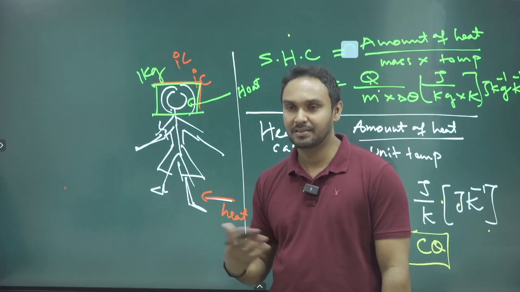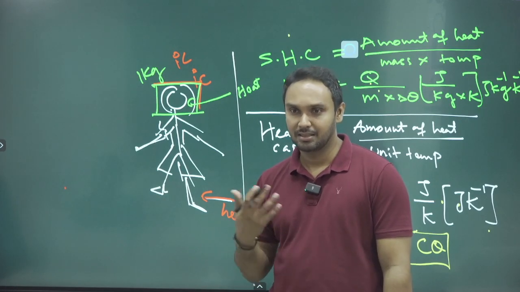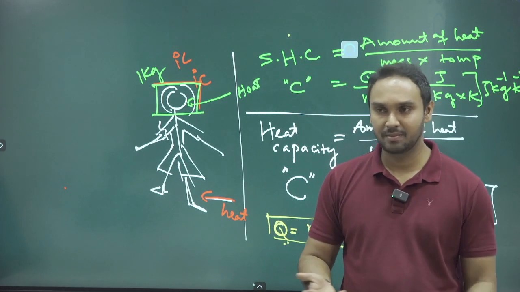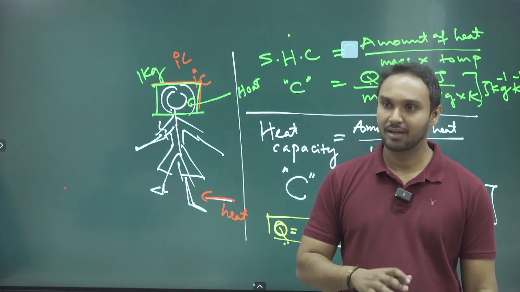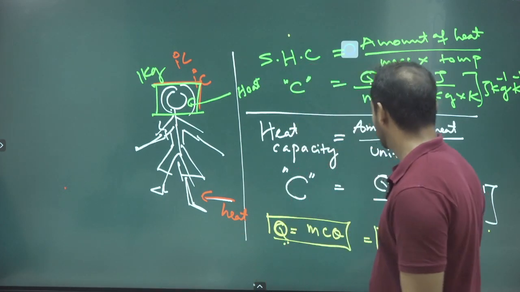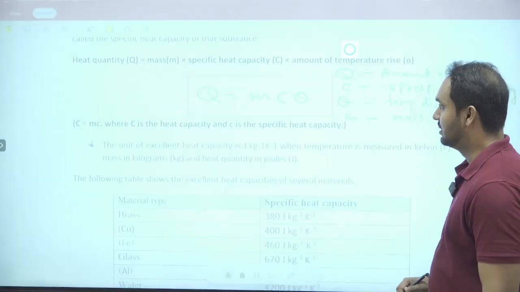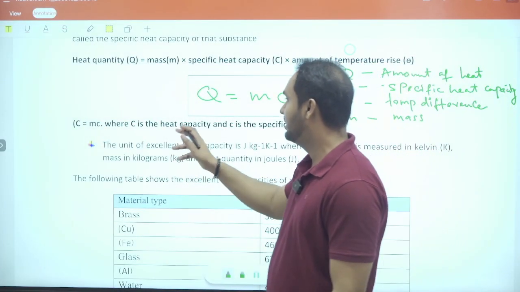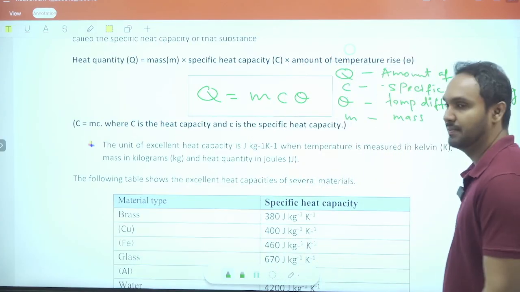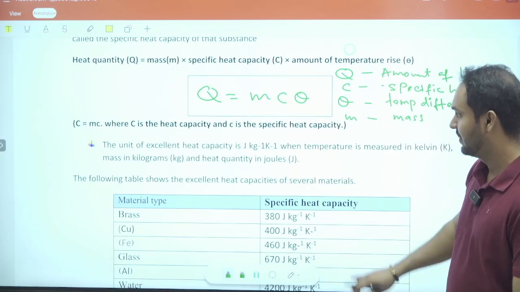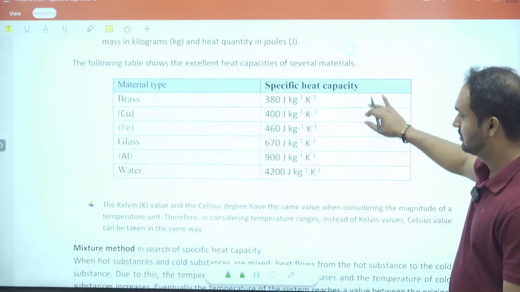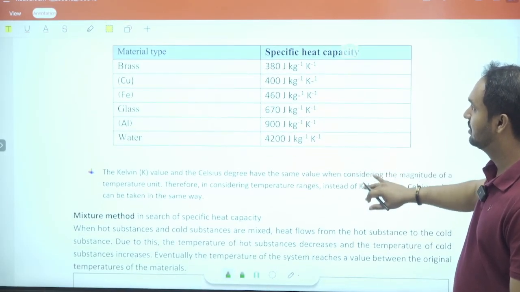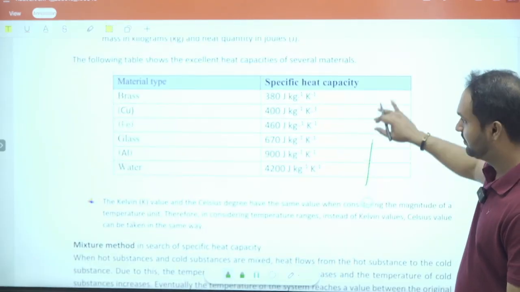That means the specific heat capacity is the amount you get after dividing the heat capacity by the complete mass. You can take it either way. Do you understand it? Good. Right. So it's also given here: C equals mc, where C is the heat capacity and the small c is the specific heat capacity. So these are a few materials' specific heat capacity values, right?